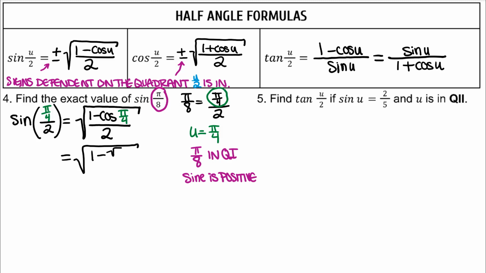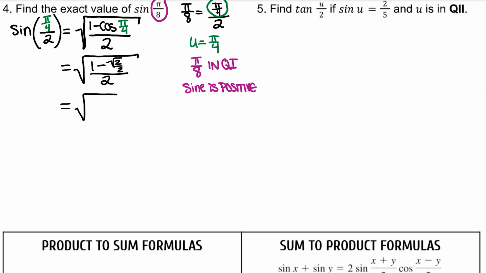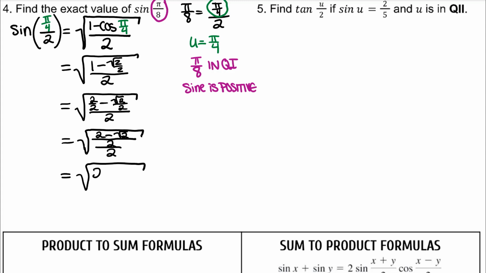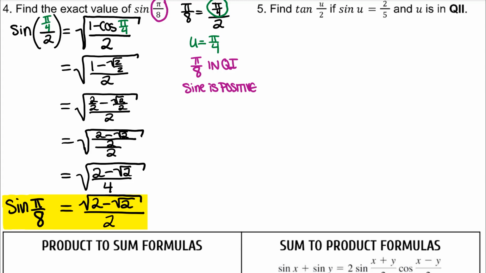Cosine of pi fourths is root 2 over 2. Combine the 1 and the root 2 over 2 by getting common denominators. Instead of dividing by 2, multiply by 1/2, and you'll get 2 minus root 2 over 4, all under a root. Oh, convenient. The denominator is a perfect square, so we can just square root the numerator and the denominator separately, and we won't have to rationalize anything. So sine of pi over 8 is equal to root of 2 minus root 2, all over 2.